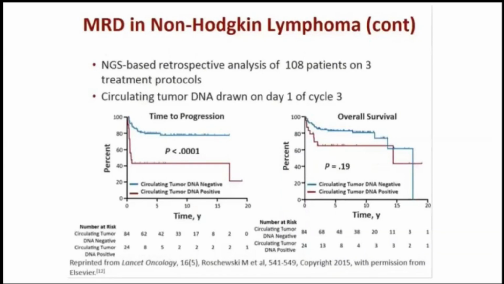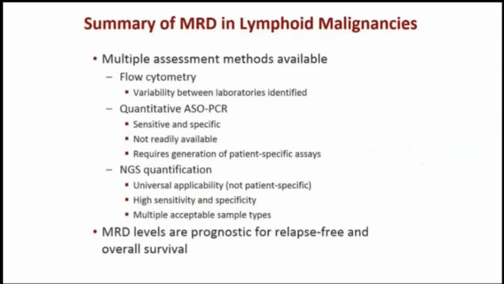And this shows the NGS-based retrospective analysis of 108 patients on 3 treatment protocols, and circulating tumor DNA was drawn on day 1 of cycle 3. They have shown beautifully that the time to progression is different among the groups, and it is directly proportional to the overall survival in non-Hodgkin's lymphoma. I think Dr. Khalek is also doing a project on cell-free tumor DNA as a part of MRD analysis in non-Hodgkin's lymphoma. Next.